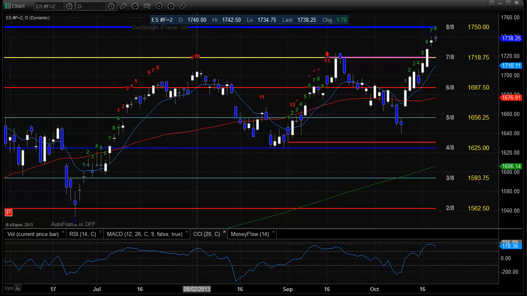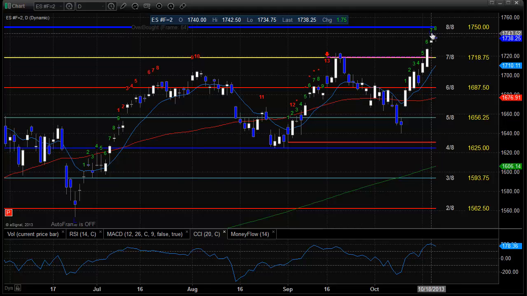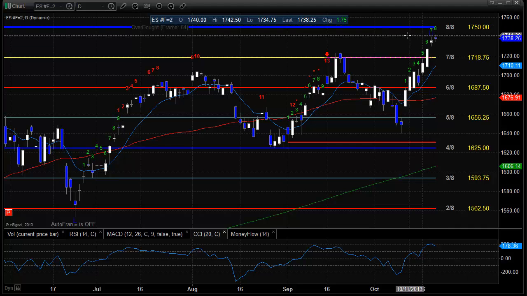All right, so here's a look at the ES futures. ES futures did push up pretty aggressively in the last couple of sessions. We're getting close to that 8-ace level at 1750. That's going to be a pretty big area, and if I had to bet, we'd probably wind up being repelled by it, at least on the first touch.